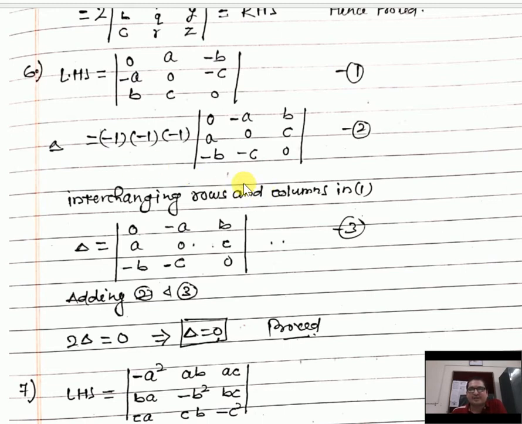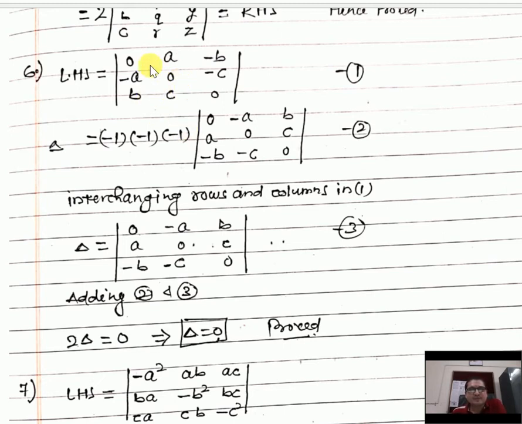It's not written "without expanding", but if not mentioned, then also you have to apply the properties of the determinant. Suppose I started expanding from the first term only, then you will not get the marks for that. So first you have to apply the properties of the determinants and then expand it.